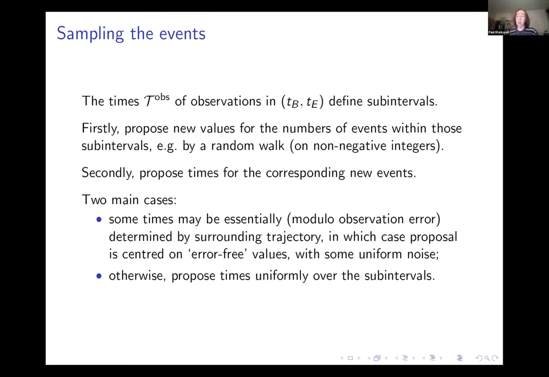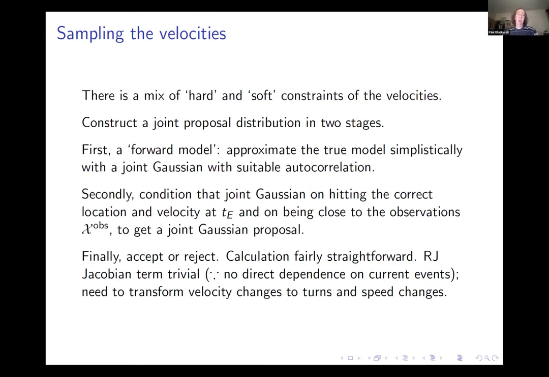But the real crux of it is how we sample a new set of velocities. And we do that in a Metropolis-Hastings way. We make a proposal and then accept or reject, but with quite an elaborate construction of the proposal distribution in two steps. First of all, we think about an approximation to the forward model, the movement model itself. We approximate that with a joint Gaussian distribution, which tries to capture the right marginal distributions and approximately the right correlation structure.